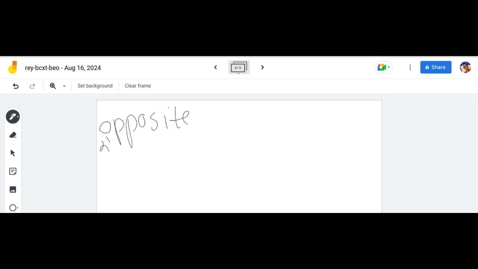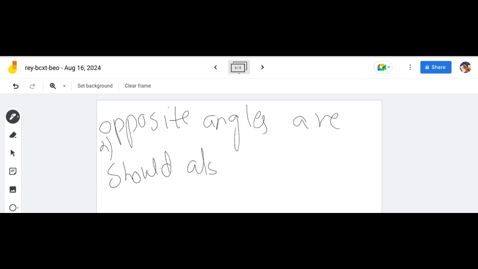Okay, opposite angles should also be the same. Okay, ma'am, done. Can I move to the next page for the next part?